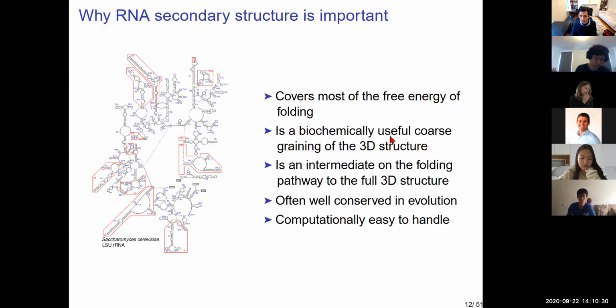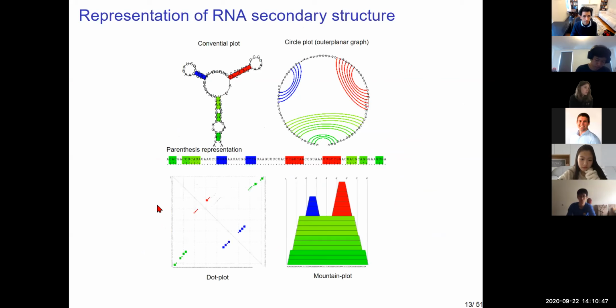It is a biochemically useful coarse grain of the 3D structure, and it is also an intermediate on the folding pathway to the full 3D structure. It's often very well conserved in evolution, and it's computationally easier to handle. So that's why we're going to be focusing on the secondary structure of RNA.